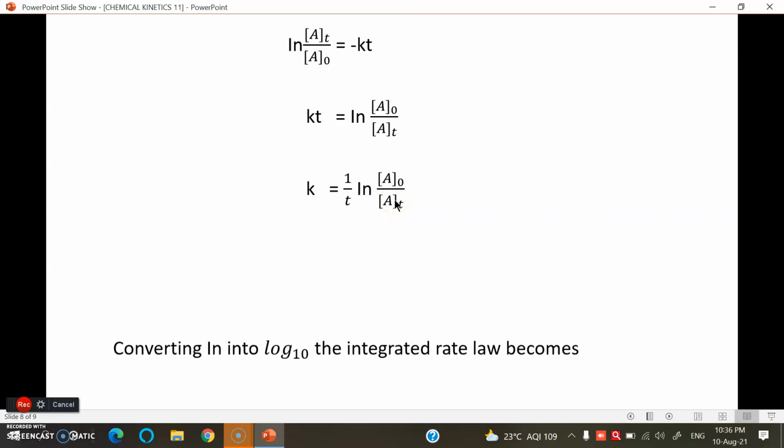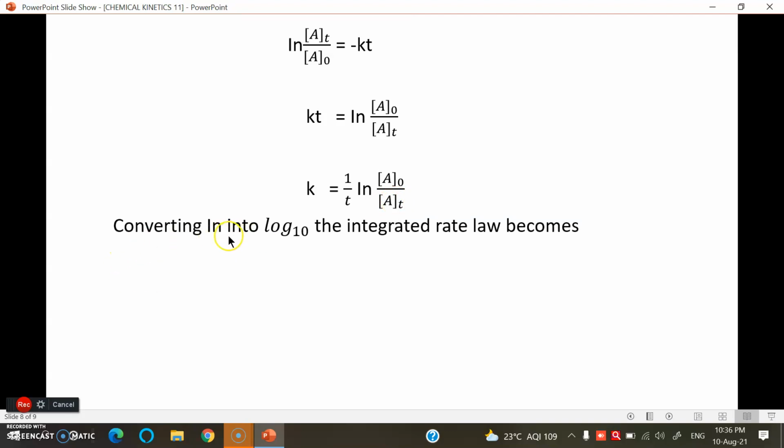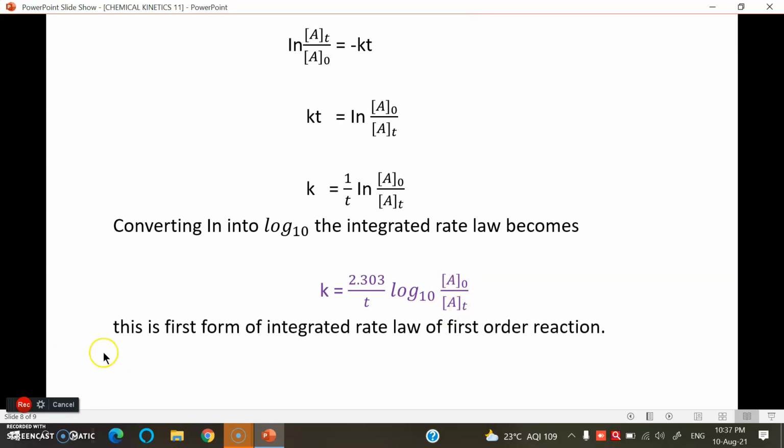To convert this ln term into log, converting ln into log 10, the integrated rate law becomes: while converting ln to log, we multiply this equation by 2.303. So the equation becomes K is equal to 2.303 divided by t log to the base 10 concentration of A at time t0 divided by concentration of A at time t. This is the first form of integrated rate law of first order reaction.